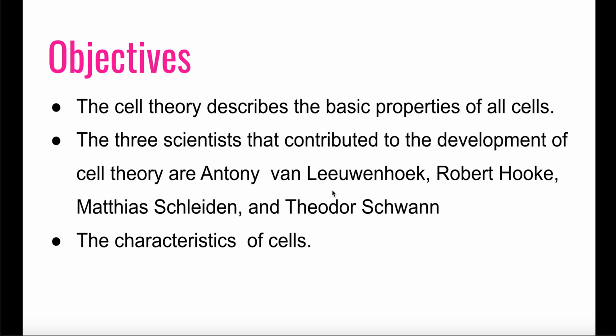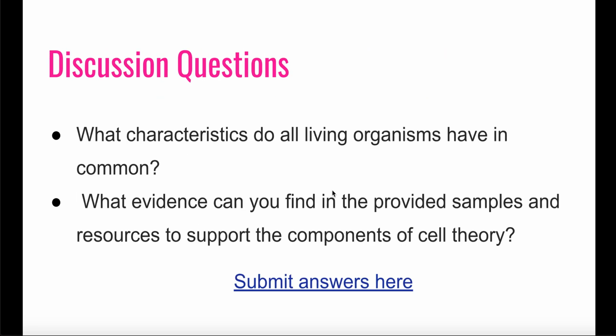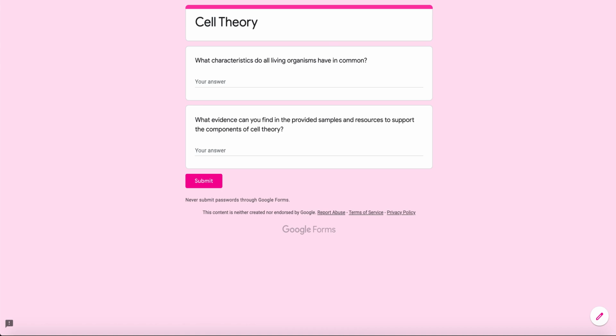So you'll have your 3 objectives. Objectives are something that I like to include in every curriculum or every assignment and lesson that I have. One thing I like about having objectives is that the students know that they need to know these 3 things to know that they've mastered the concept, okay? In key terms and the different slides. And at the end, you'll have the discussion questions. So 1 says, what characteristics do all living organisms have in common? 2, what evidence can you find in the provided samples and resources to support the components of cell theory? So you also have a link here for the discussion questions. So you click that, it'll take you to the Google form.